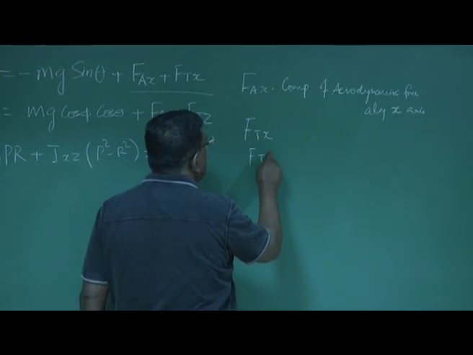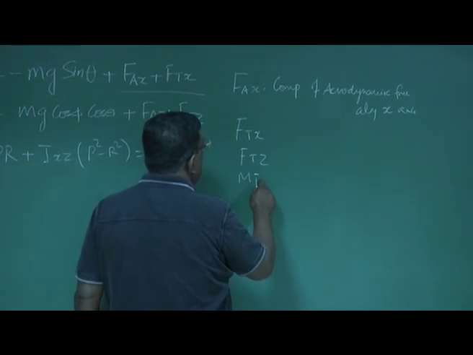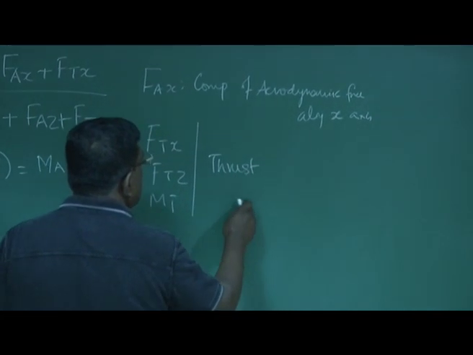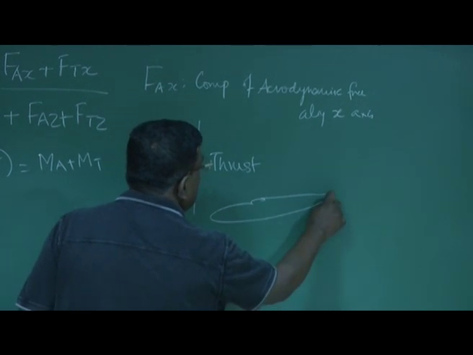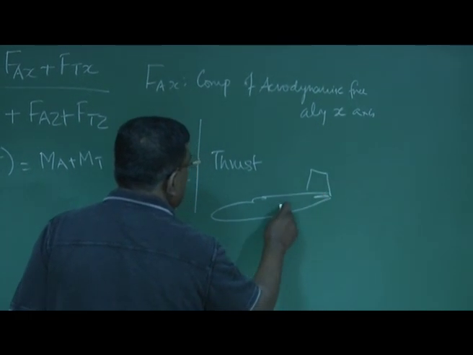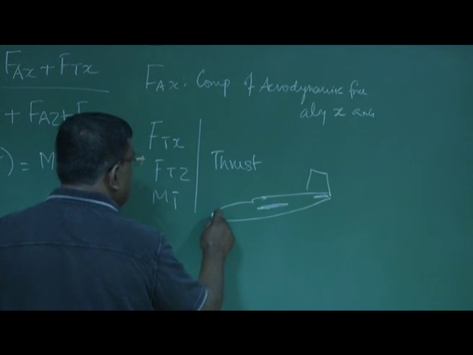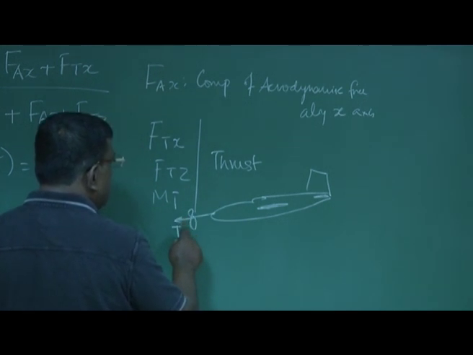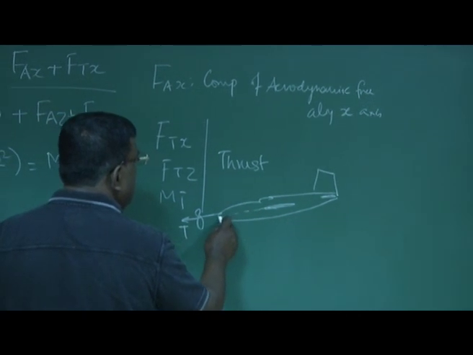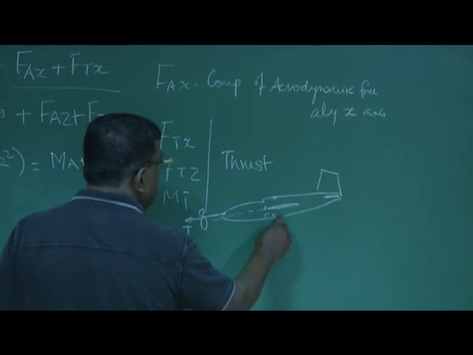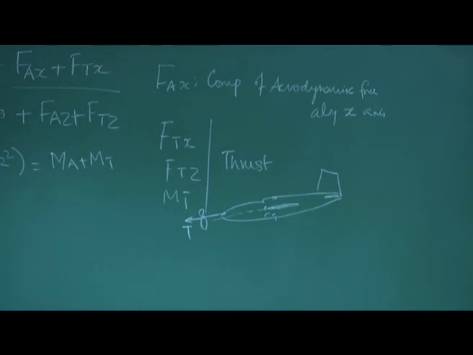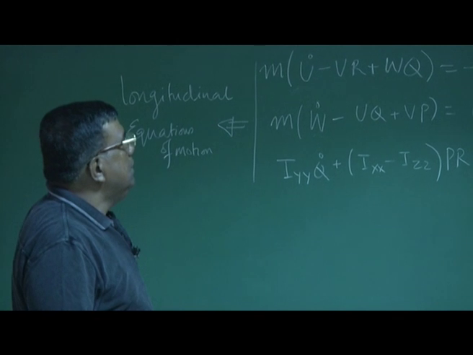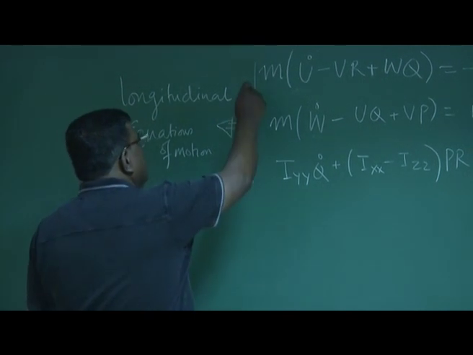FTX, FTZ, MT, all are because of thrust. Suppose this is the airplane, and suppose the engine is somewhere here, so it will give a thrust. Also, if CG is somewhere here, you could see it will give a moment also, right? So we are focusing more on longitudinal stability, and that is why we have picked these three equations.